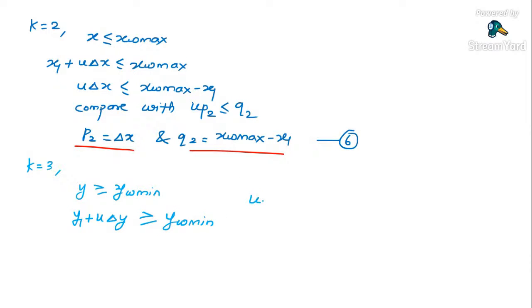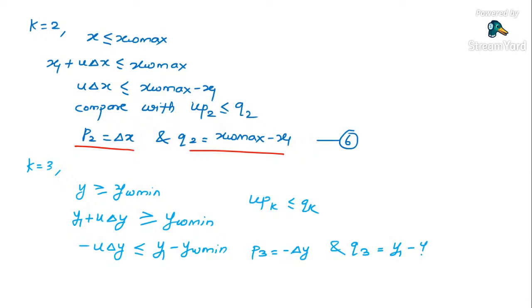Arrange in terms of u p of k less than or equal to q of k. So it is u p of k, so that it can be taken toward that side. Hence it is minus u delta y less than or equal to, this will be here, so y1 minus yw minimum, right? Now compare with u p3, q3: p3 is equal to minus delta y and q3 is equal to y1 minus yw minimum. So this is nothing but equation number 7.